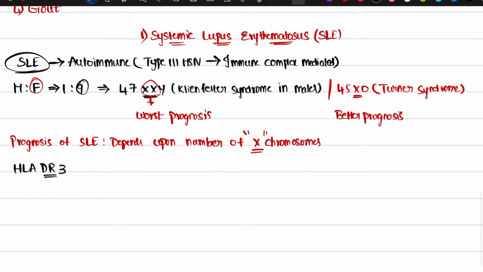So let's discuss along with me, guys. First, SLE is an autoimmune problem. It is type 3 hypersensitivity. It is immune complex mediated, and in SLE, females are more affected than males. In Klinefelter syndrome, there are 2 X chromosomes, so it has a worse prognosis when compared to Turner syndrome. Let's remember, Turner syndrome has 45XO, and the prognosis of SLE depends upon the X chromosomes, as I said before. SLE belongs to HLA-DR3.